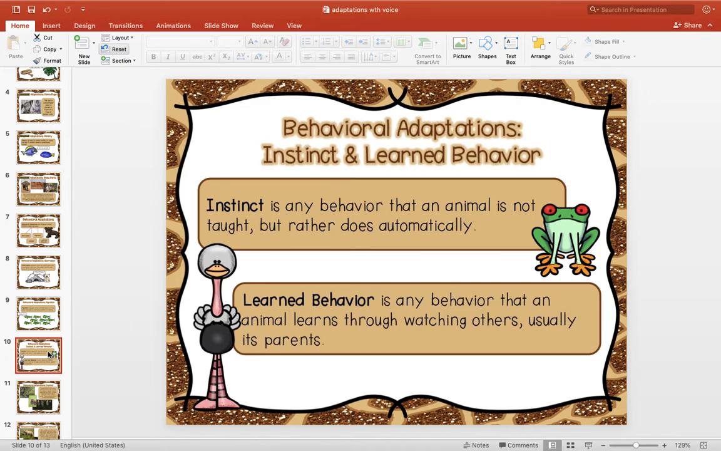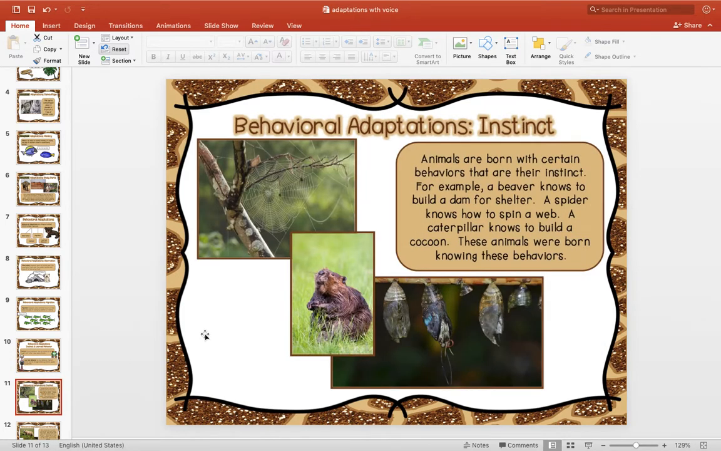Like with us, we have to learn as babies. We learn how to walk. We learn how to eat with a spoon. As we get older, we learn how to ride a bicycle without training wheels or hold a pencil. So we learn behaviors just like animals do, and we have instinctive behaviors just like animals do.